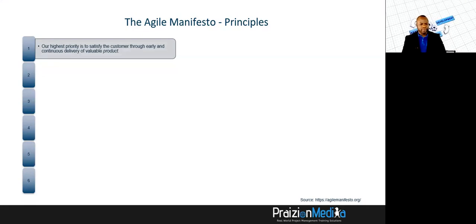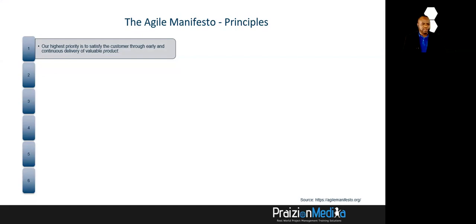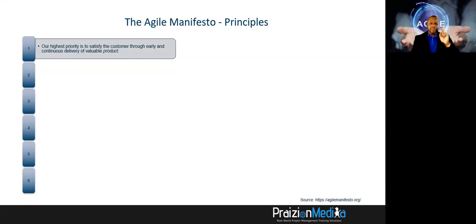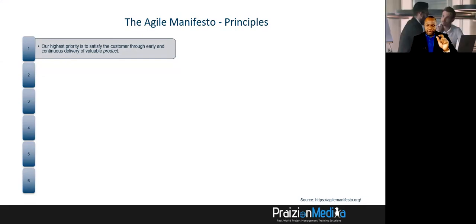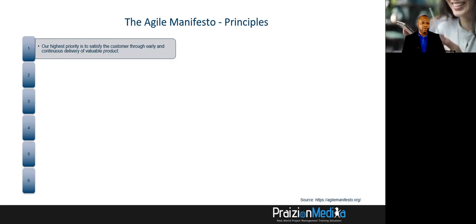Principle one, customer satisfaction and continuous delivery of value trumps everything. If you can just tweak your mindset a little bit to focus on customer and value, everything else will follow. That should be your number one priority, to satisfy your customer.